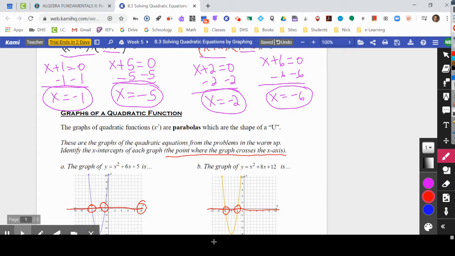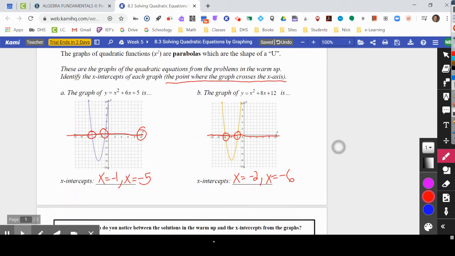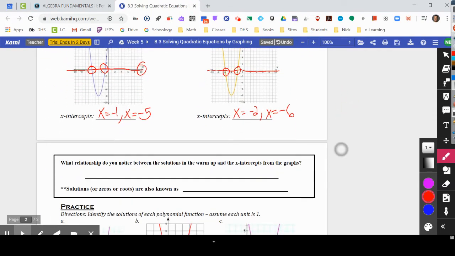And look at that, those are my two solutions, x equals -2 and x equals -6. Oh, wow, that's interesting. Coincidence? I think not. All right, so what relationship do you notice between the solutions in the warm-up and the x-intercepts from the graph?